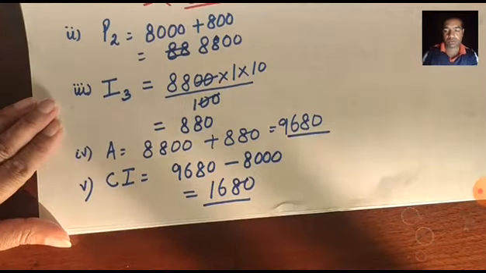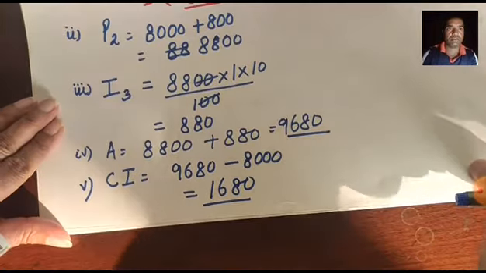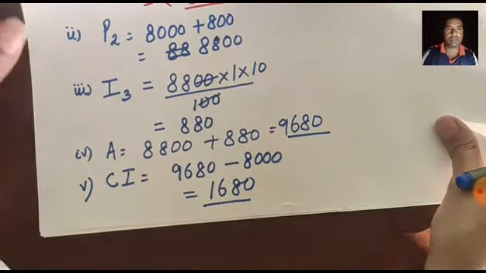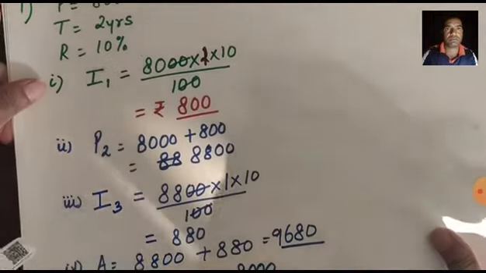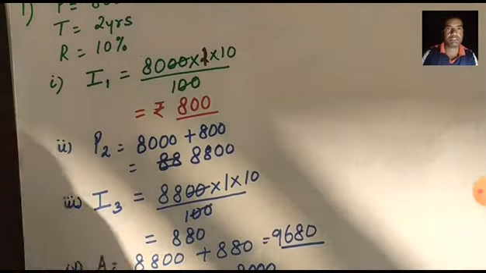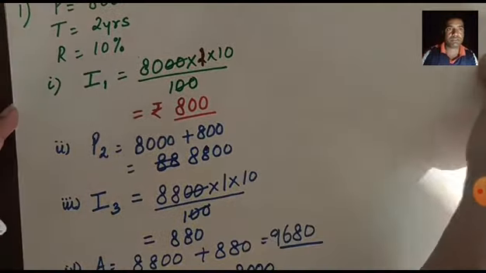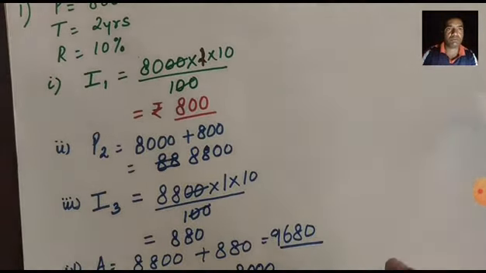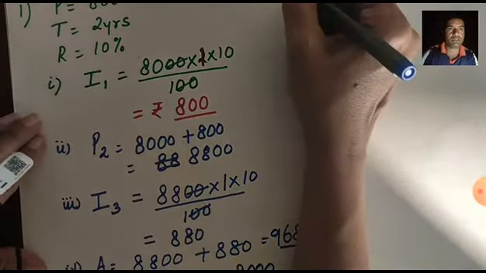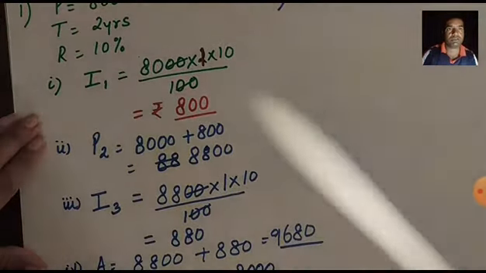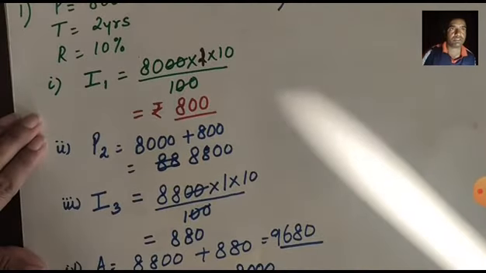After that we will solve the next problem. This is your first principal and this is your last amount. We subtract amount minus principal, and we get the compound interest. After that we will see the next question, question number 2.